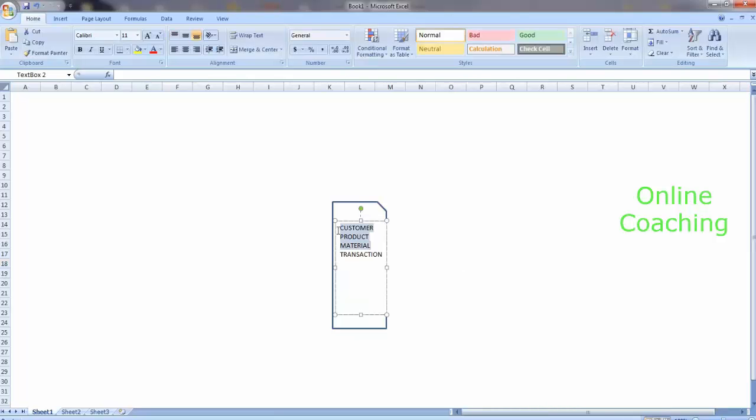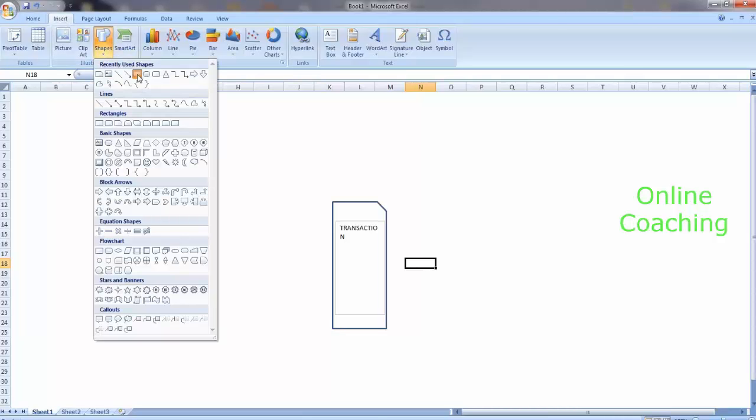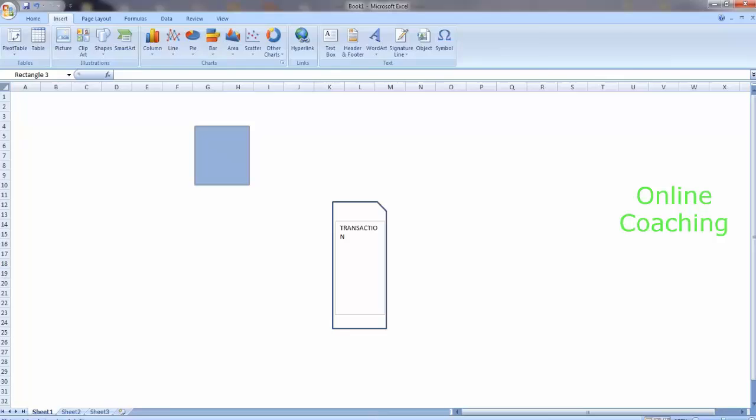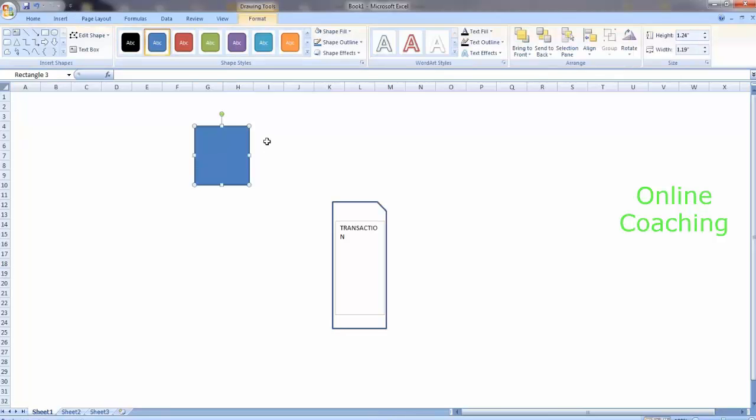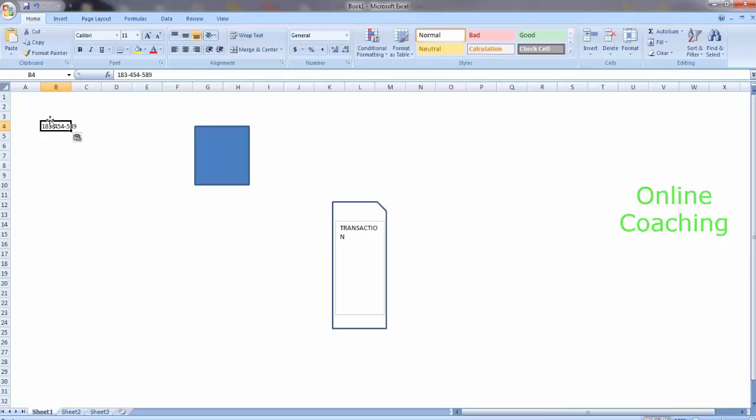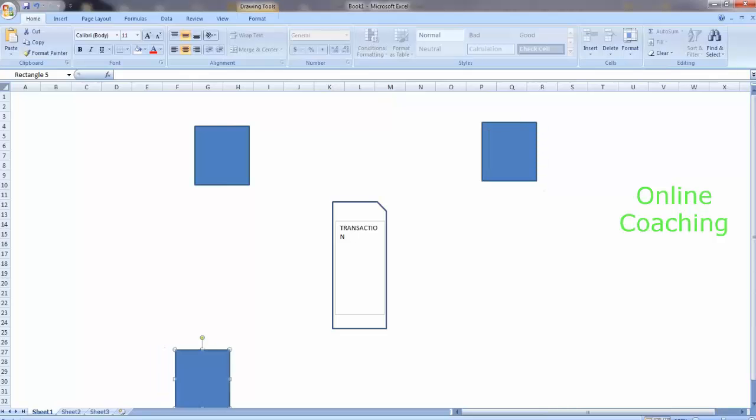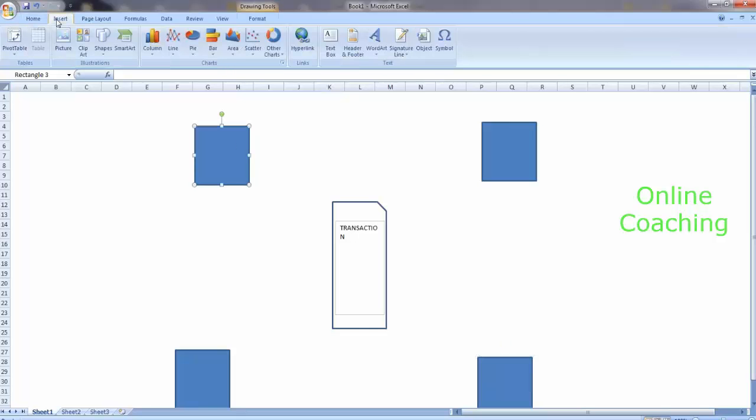Okay, now what I'm going to do is remove all the data and keep only the transaction data here. When I keep only transaction data, I'm going to add separate tables here. One more table here, one more table here, one more table here. So these are the tables which I'm going to use.